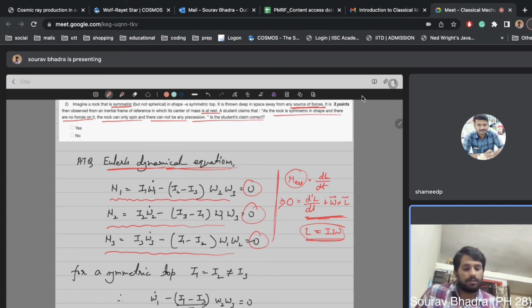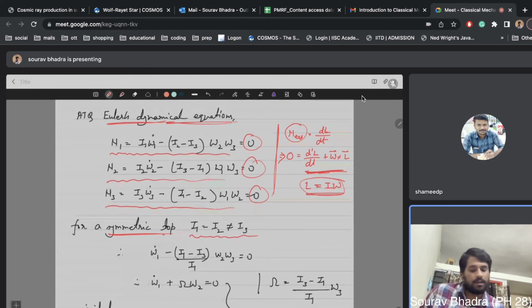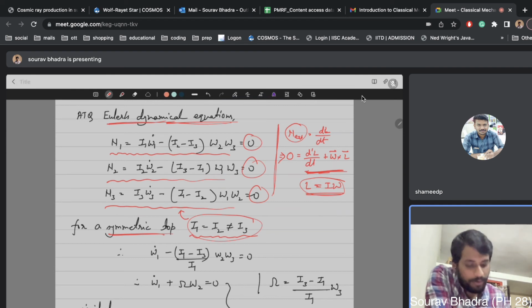Now the condition for a symmetric top is I1 equals I2 not equals I3. This we have taken. That means we have considered that I3 is along the symmetry axis, which is not equal to the other two principal moments of inertia which are perpendicular to that axis, which are I1 and I2. So this is the definition of a symmetric top. Okay. Now if we use this definition in these 3 equations, what will we get?